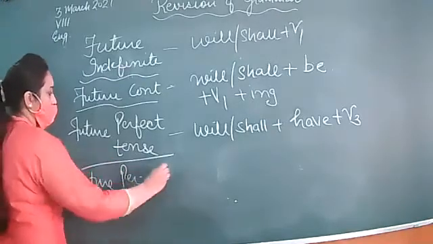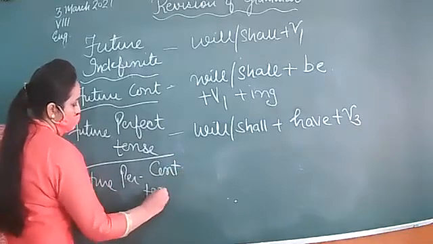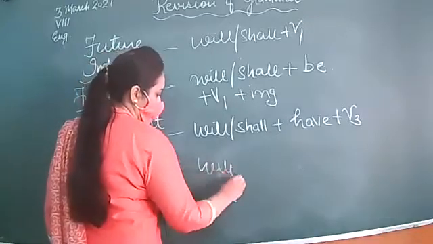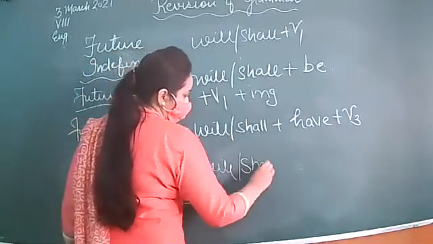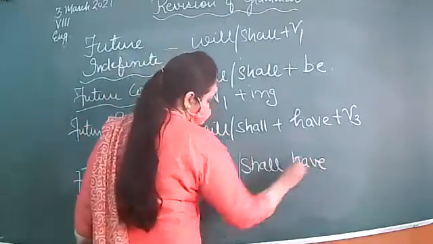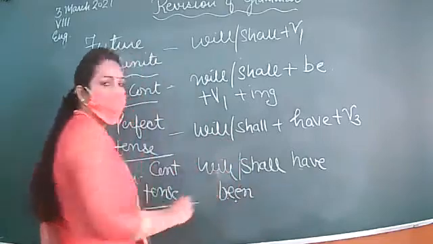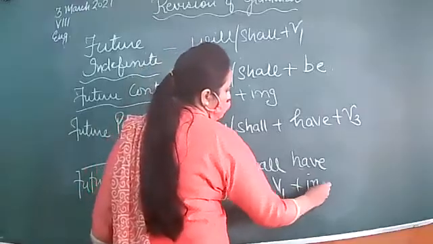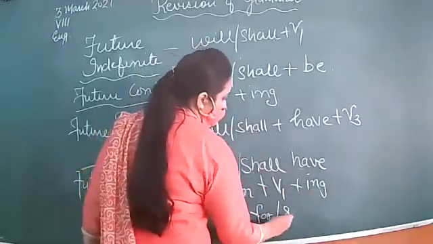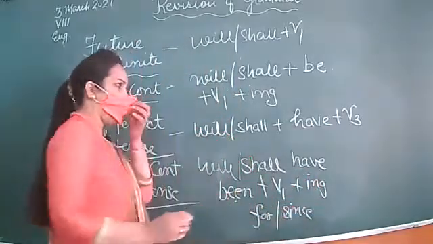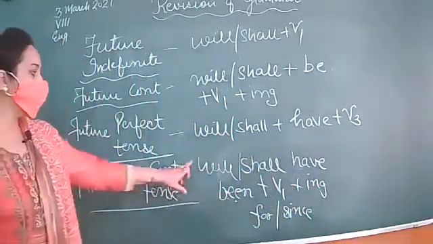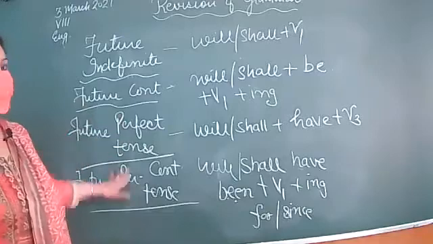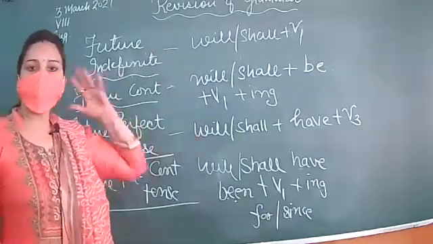After that we have future perfect continuous tense. In future perfect continuous tense, what will be written? Will or shall, then have been. Will have been, shall have been, then you will be adding verb first form plus ing. Same as before, for or since. For a period of time, for; for a point of time, since. So this is, you can say, an overview of future tense.